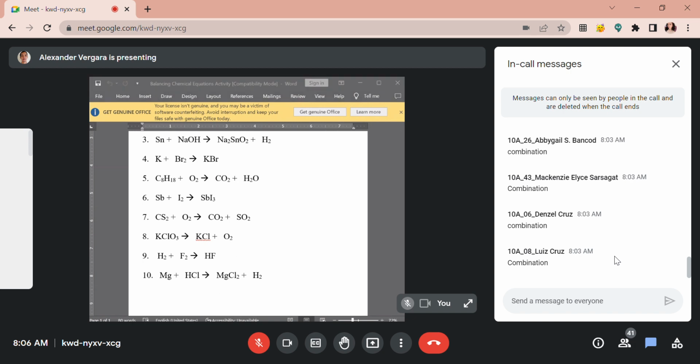Okay, next, number 9. Renz Santos. Renz, what's the answer? Number 9. Combination po. Okay, so for number 9, it's combination. And the last one, number 10. What is the answer? Who's the one not yet talking here? Gab. Single replacement po. Single replacement.